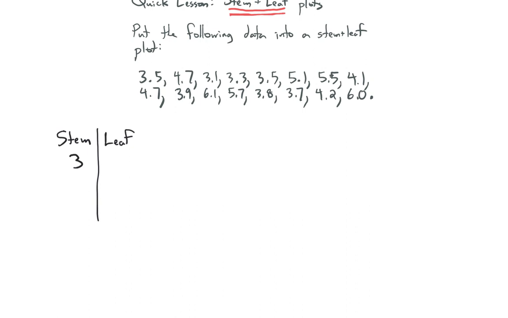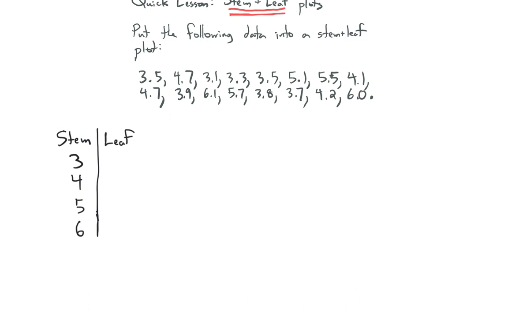And this can be modified depending on what data you have. If you had, say, instead of 3.5, 4.7, 3.1, you had data like 35, 47, 31, then maybe it would make sense for your stem to be the tens digit and the leaves to be the ones digit. But here, it makes sense to let our stem be the ones digit and our leaf be the tenths digit. So we have stems of 3, 4, 5, and 6. And what we can do is write down the leaf on the right-hand side for each of these measurements. And that gives us a nice way of organizing our data.